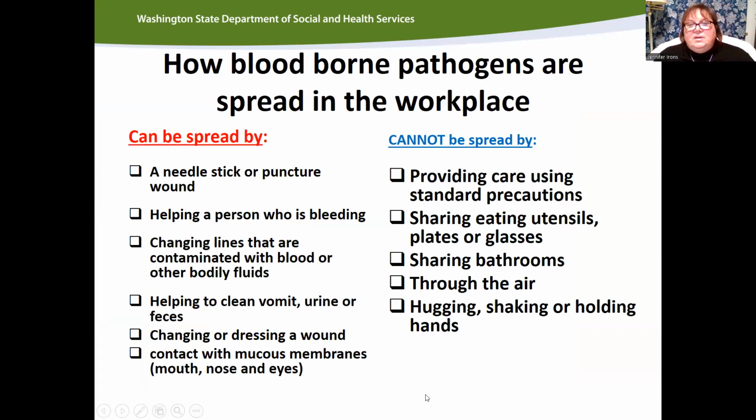Bloodborne pathogens are spread by needle stick or puncture wound, helping a person who's bleeding, changing linens that are contaminated with blood or other bodily fluids, helping to clean vomit or urine or feces, changing or dressing a wound, contact with mucous membranes, mouth, nose, and eyes. It cannot be spread by providing care using standard precautions, sharing eating utensils, plates or glasses, sharing bathrooms, through the air, hugging, shaking, or holding hands.